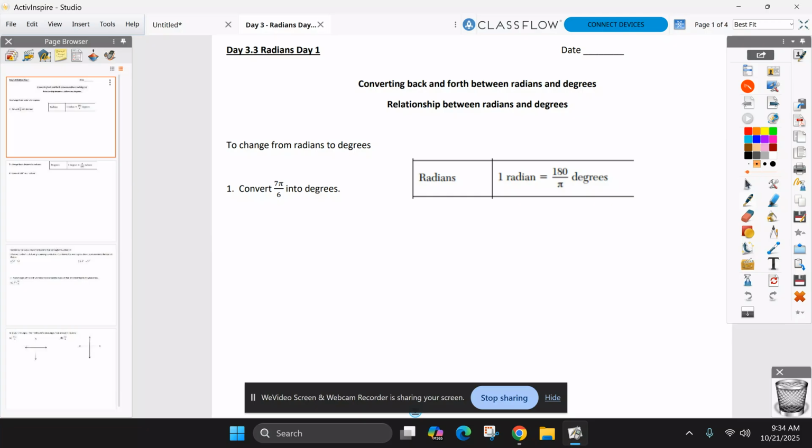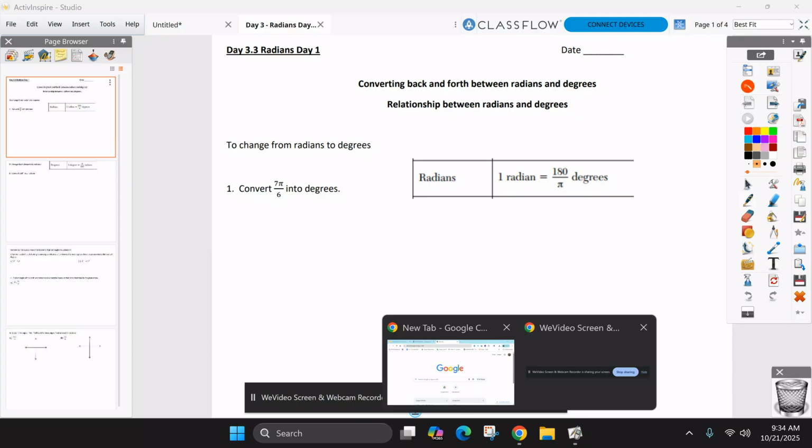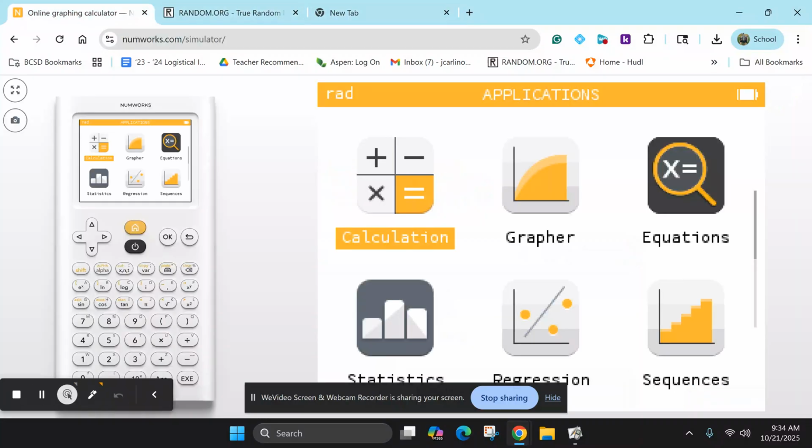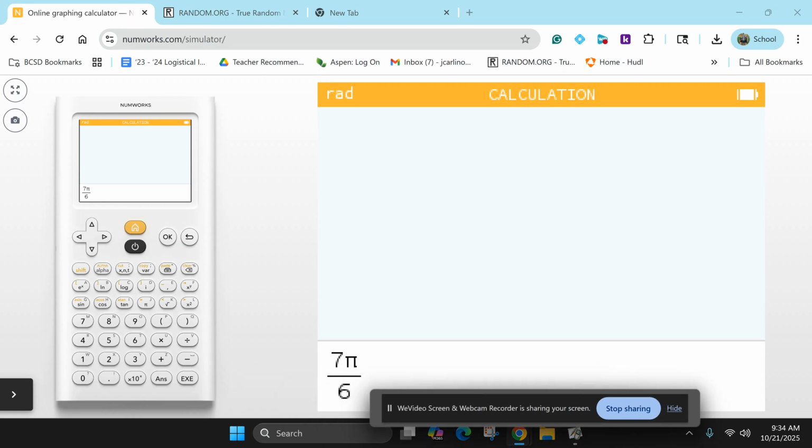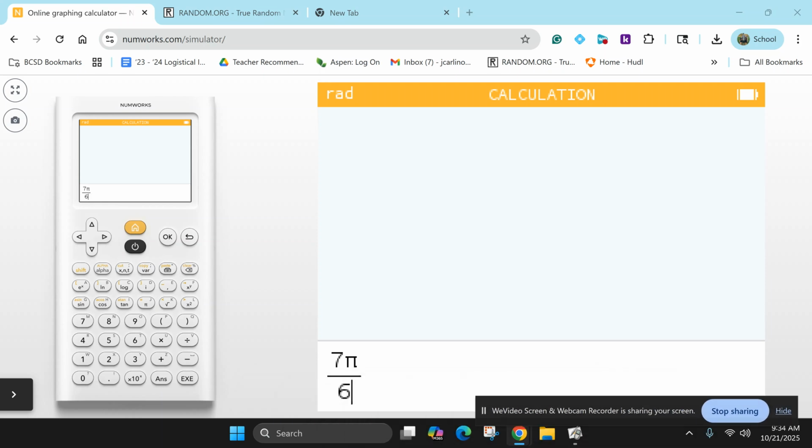First thing you need to type in, go to your calculation screen and type in 7 pi over 6, but don't do anything. Just go to your calculation screen and type in 7 pi over 6. Make sure the entire thing is over 6. Now, your calculator has to know you're talking about radians because it just thinks you're talking about some random number, 7 pi over 6. How do you show it's in radians? We need to put radians next to it.